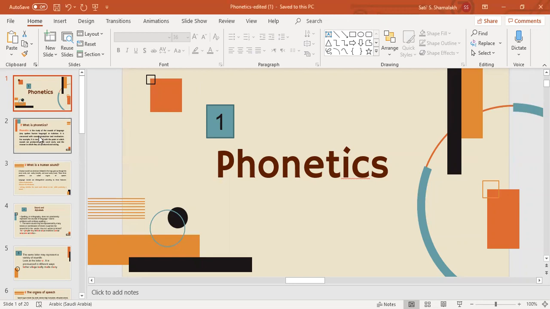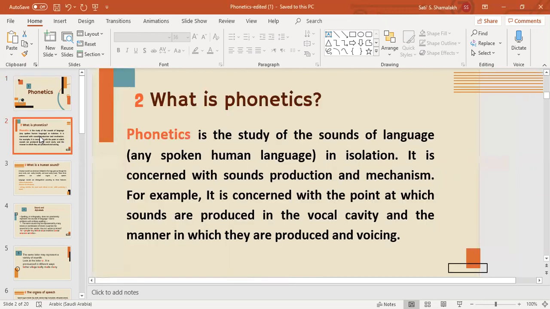Slide 2. What is phonetics? The definition of phonetics. Phonetics is the study of sounds of language, any spoken language, any human language in isolation. When I say in isolation, I mean that we study each sound alone. For example, A, we study it alone. Where is it produced in the mouth? Is it voiced or voiceless?